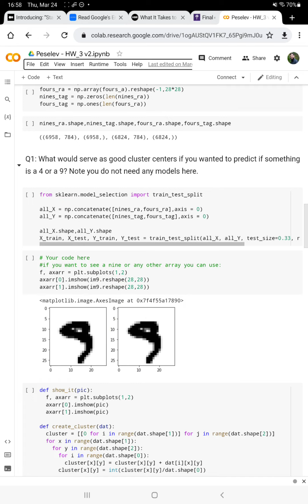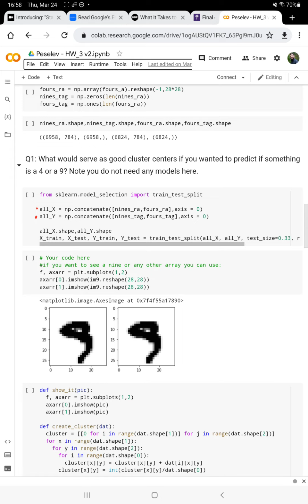So then he blends it, right? He also blends the tags. You remember, zeros for nines and ones for fours. And so now all X contains all the pixels, all Y contains all the tags.